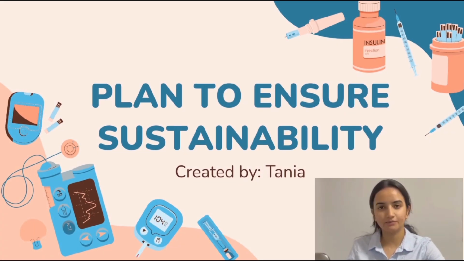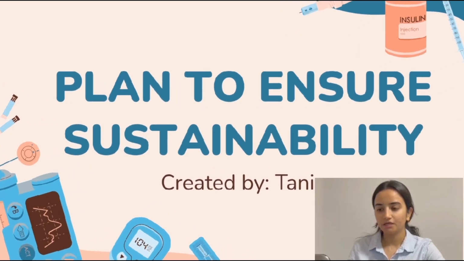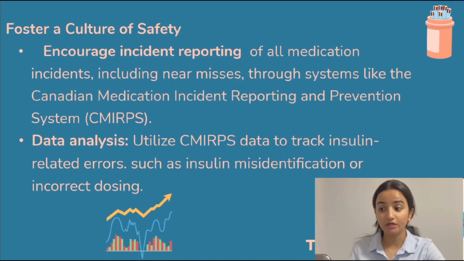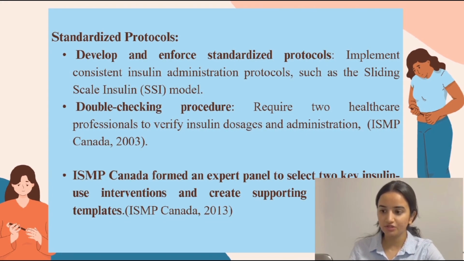The plan to ensure sustainability of insulin error reduction includes fostering a culture of safety around all medication incidents, including near misses, through systems like the Canadian Medication Incident Reporting and Prevention System, and data analysis to track insulin-related errors. Next come standardized protocols, which include developing and enforcing standardized protocols such as the sliding scale insulin model. A double checking procedure requires two healthcare professionals to verify insulin doses and administration, according to ISMP Canada 2003.